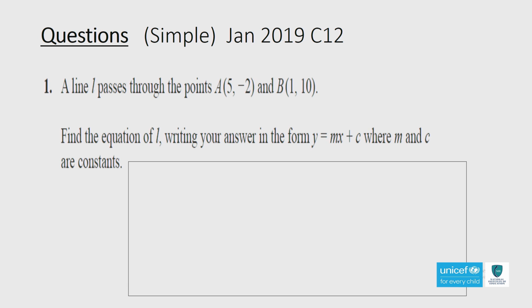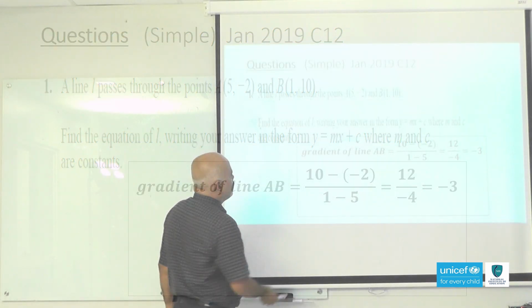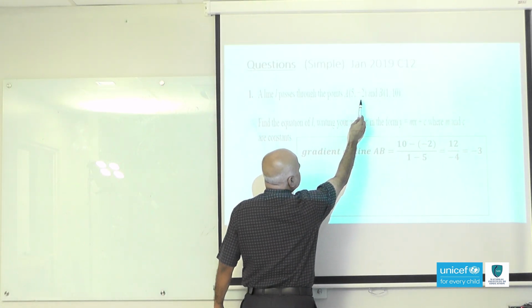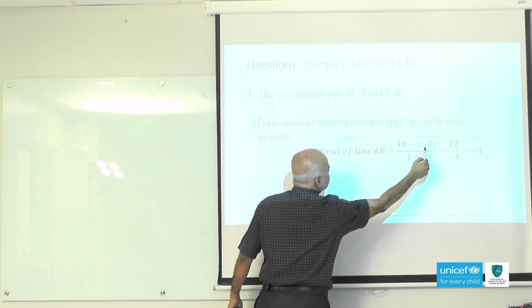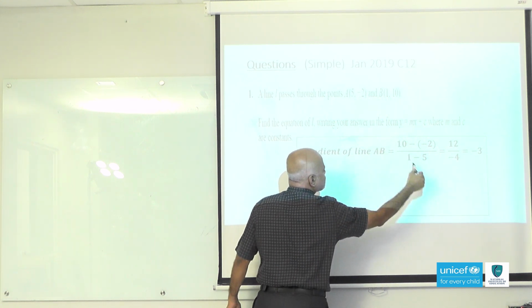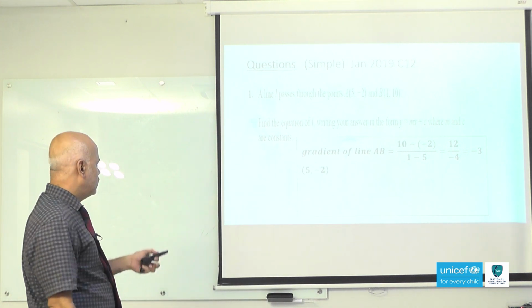See here, the gradient of the line. To form an equation of a line, you should know the gradient and y intercept, or else we can use another format. Gradient of the line AB, I take this as x1, y1 and this as x2, y2. So, 10 minus of -2 divided by 1 minus 5. So, 12 by -4, so -3 is the gradient.